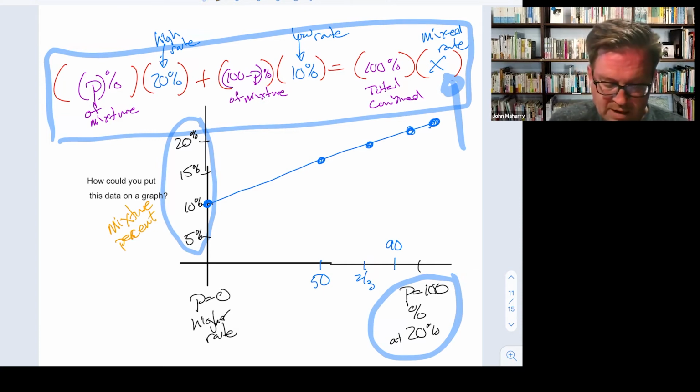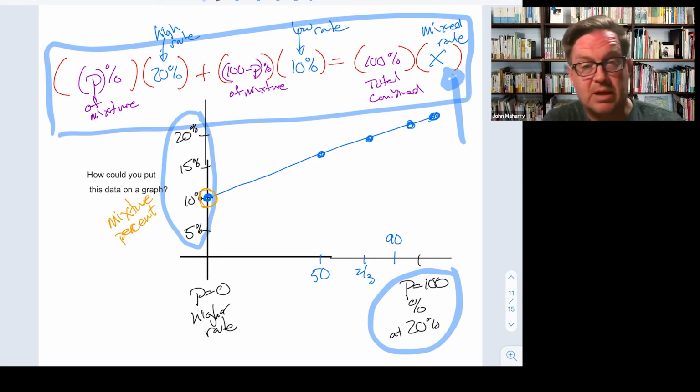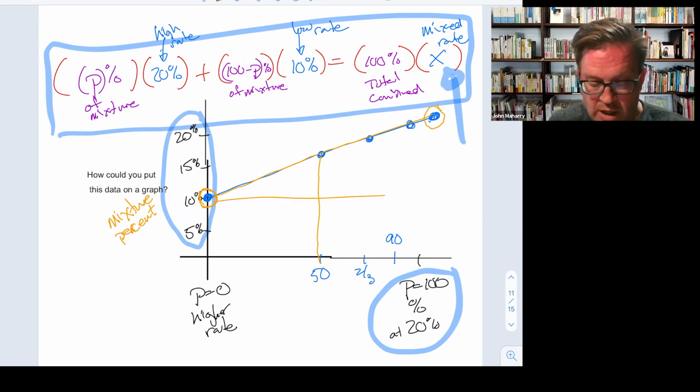And when we have nobody at the higher rate, we're down here at 10% because everybody's at the low rate. What if we're at the other side where we've got 100% at the high rate, then we're at 20. And that's a linear equation we've got circled in blue at the top. And so the line goes straight like this. Halfway between 0 and 100, our y value is going to be halfway between the low and the high.